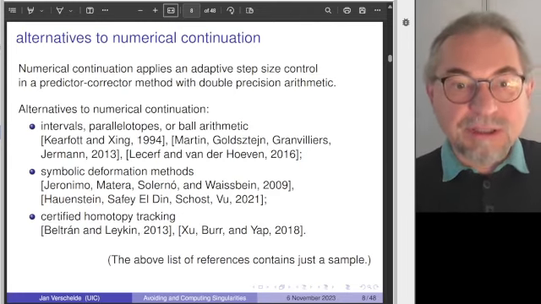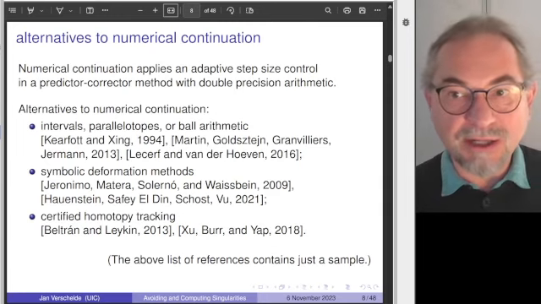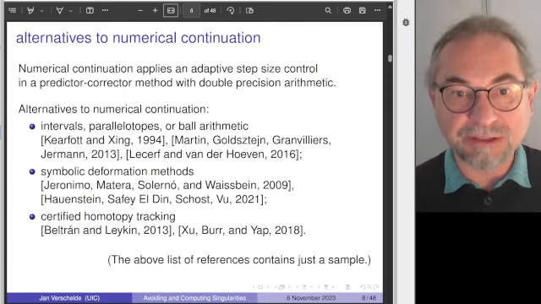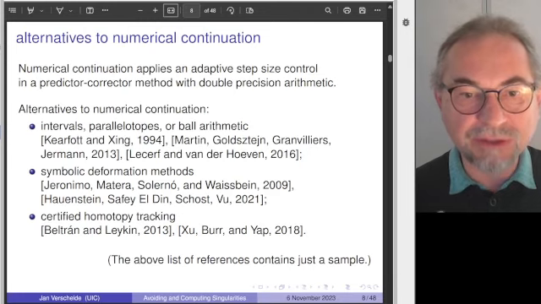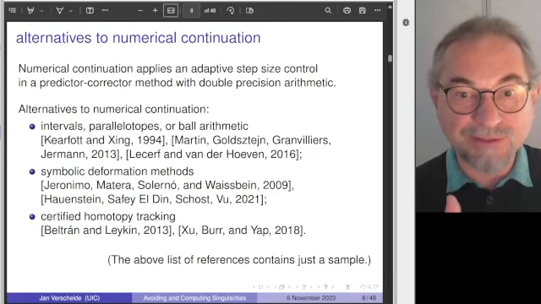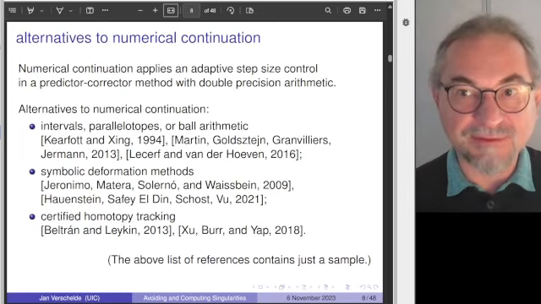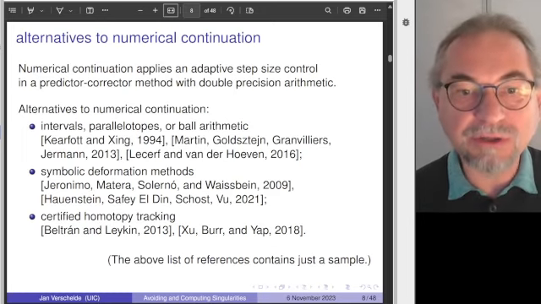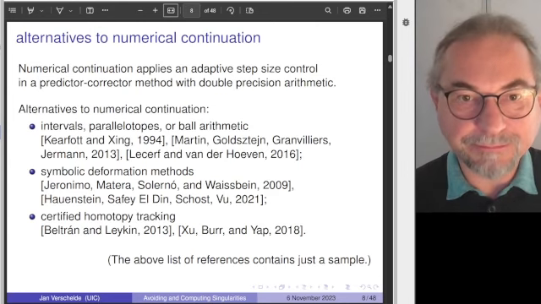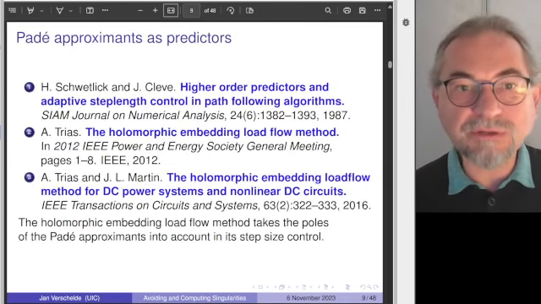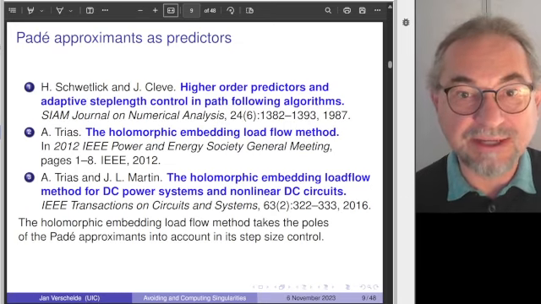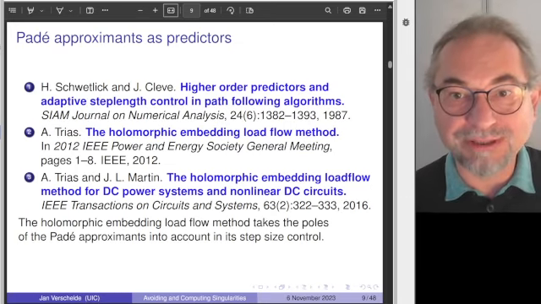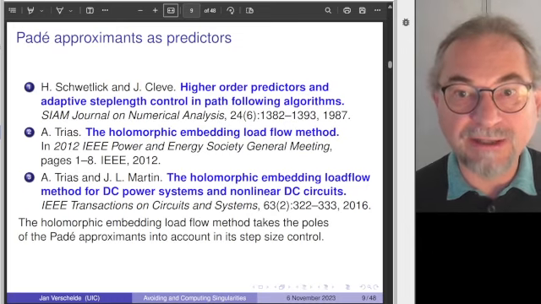The third category is on certified homotopy tracking, which essentially doesn't use a predictor. So I list two references here. So the 2013, these methods are already at least 10 years old, but the idea predates this. So this is just a sample. So I noticed in the literature that Padé approximants as predictors were proposed already in 1987, the first paper here.